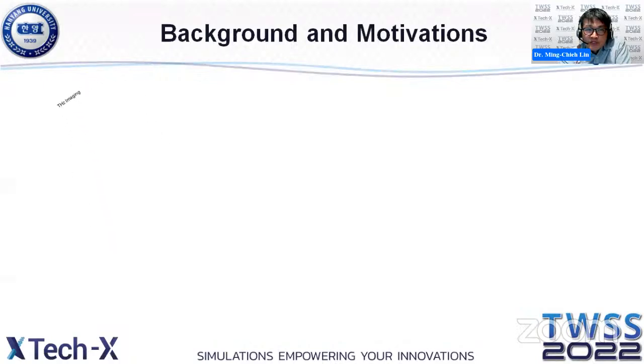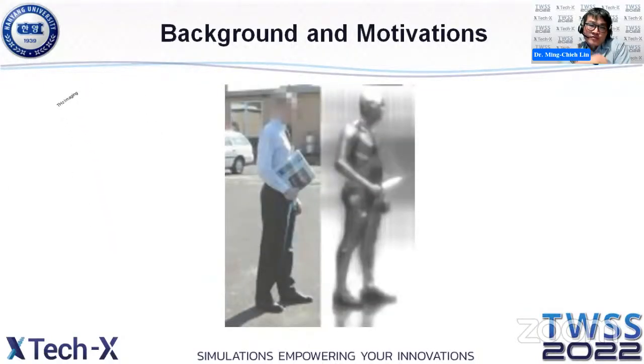So this is a well-known example of terahertz imaging. We can see this concealed weapon. This cannot be detected by other sources.